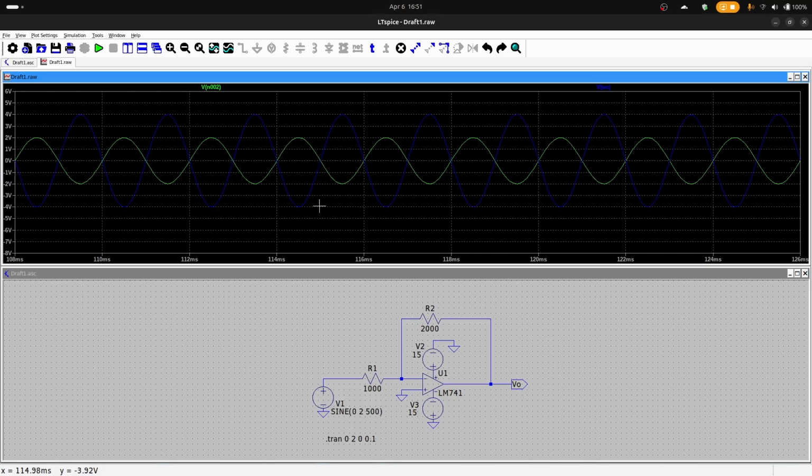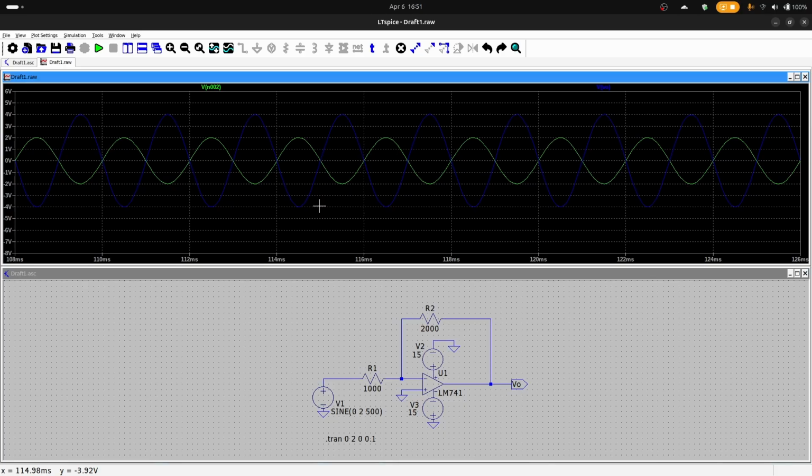Now we verify this clearly using the transient analysis. We apply a sinusoidal signal and observe both input and output. The output waveform is clearly inverted, you can see, confirming the phase shift, and its amplitude is higher than the input, confirming the amplification, but the factor is 2, which also confirms that the amplification or the gain is 2. So this circuit is behaving exactly as predicted by the gain equation.